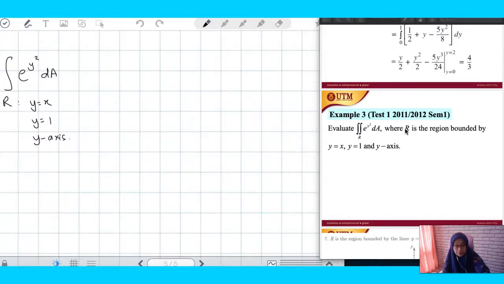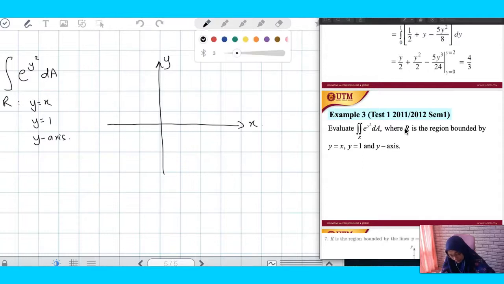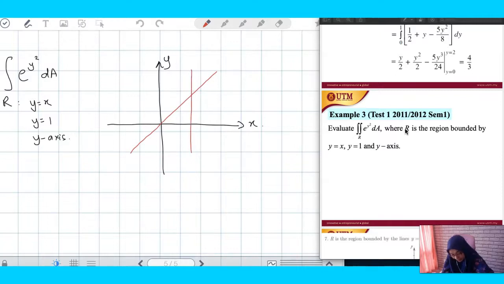sketch the region first. Based on the information provided, we got 3 lines, and the region lies on the xy plane. I start with y equal to x, and then we have y equal to 1, and then the y-axis. Okay, we have a y-axis here.